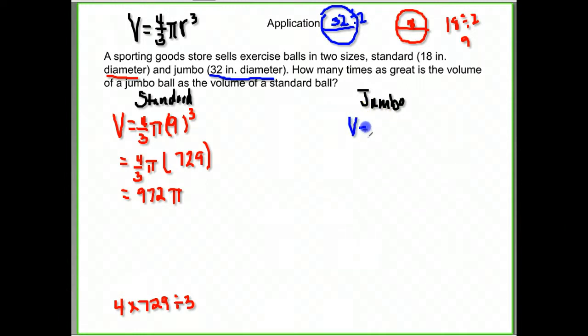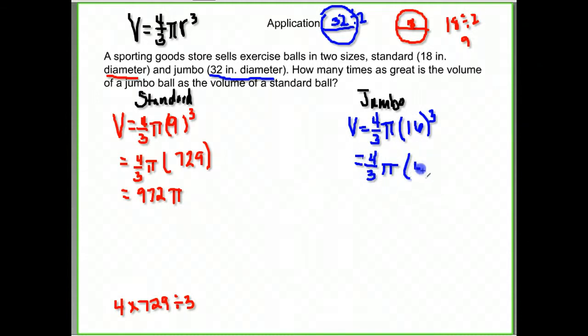Okay, so for the volume of the jumbo ball, we're going to have 4/3 times pi times our radius, which was 16 to the third power. We're going to calculate 16 to the third power: 16 times 16 times 16. All right, so now we have 4/3 pi times 4096.